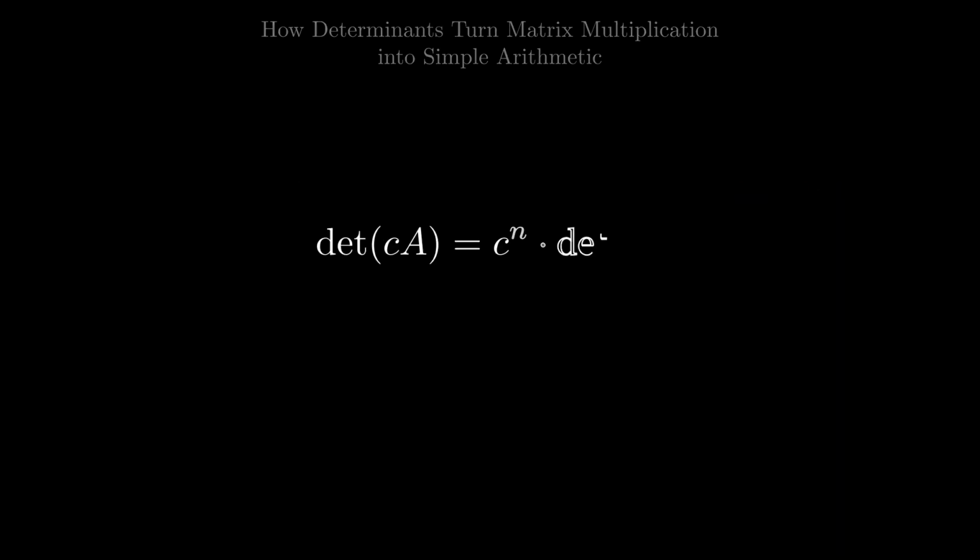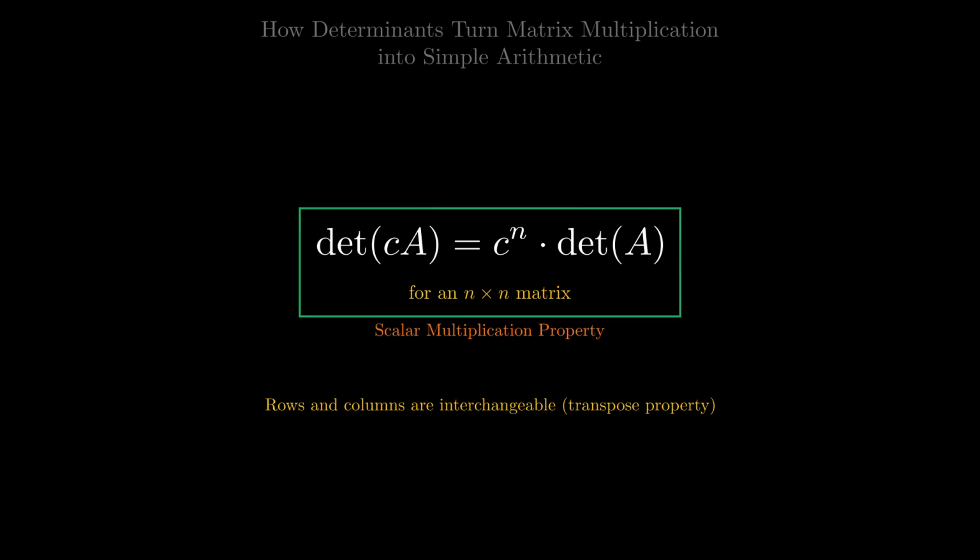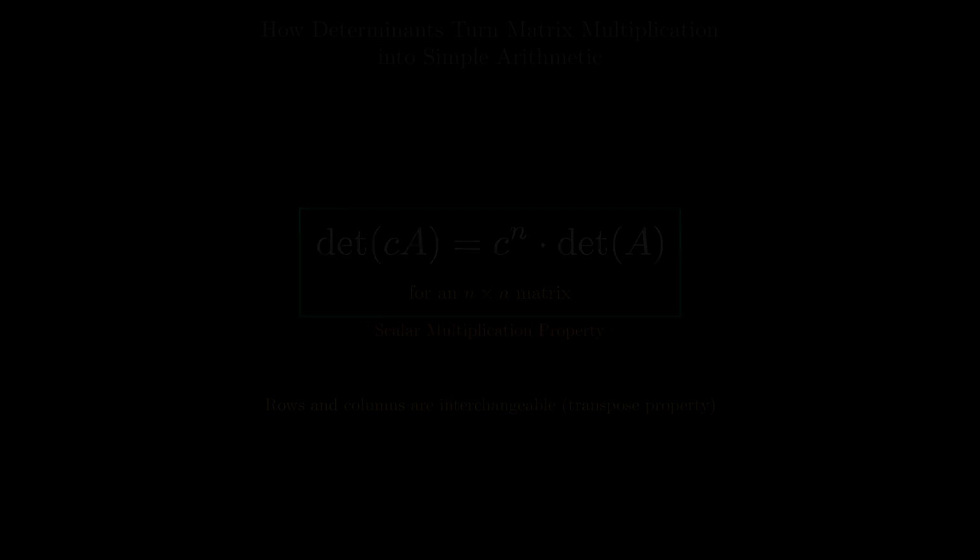More generally, for an n by n matrix, scaling every entry by a constant c multiplies the determinant by c to the n. You'll also discover that rows and columns are secretly interchangeable when it comes to determinants. That 2 to the n factor comes from a single foundational property. Let's start there. Property 9, the multiplicative property.